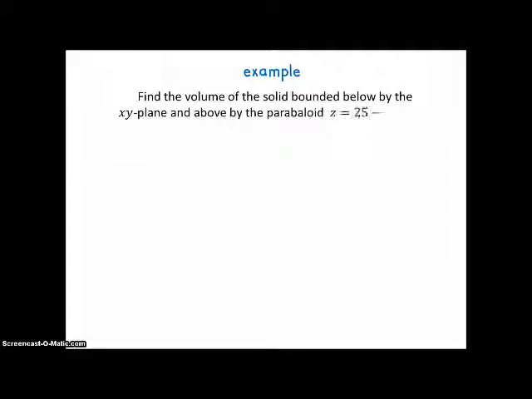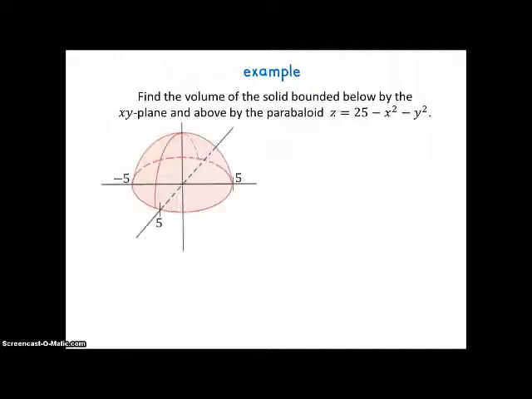So here's an example of using polar integrals. Find the volume of the solid bounded below by the xy plane and above by the paraboloid z equals 25 minus x squared minus y squared. So here's a picture, and as you can see, it would be convenient to use polar coordinates for that circle, because it is sort of a polar area. The radius is going to go from 0 to 5 out from the origin out to the circle. And then to get the entire circular region, the angle would have to go from 0 to 2 pi.